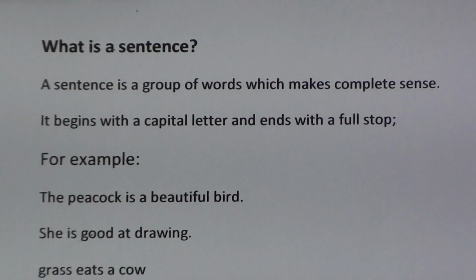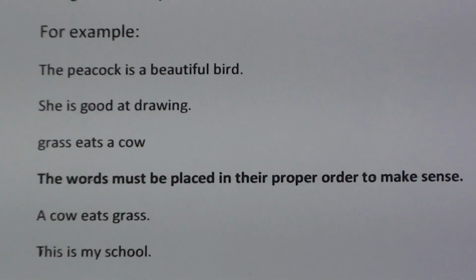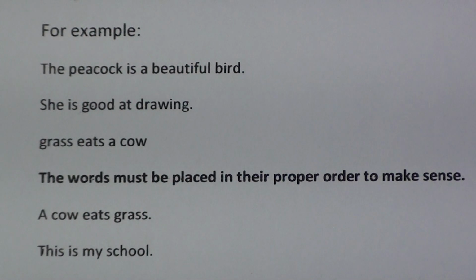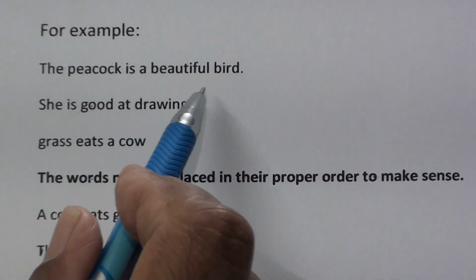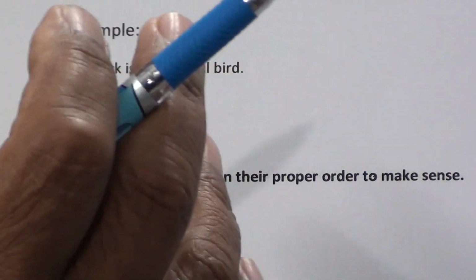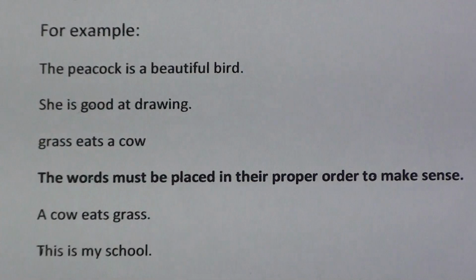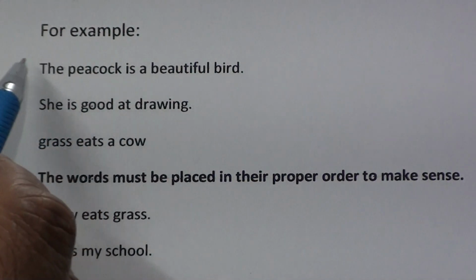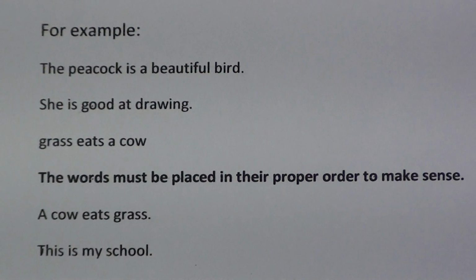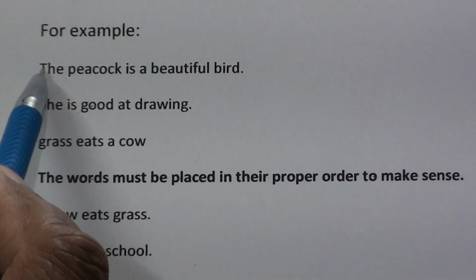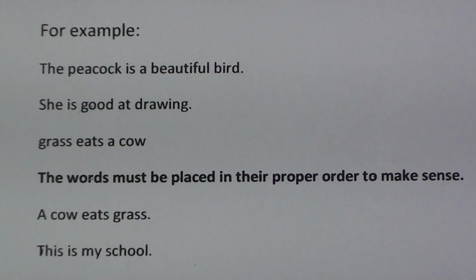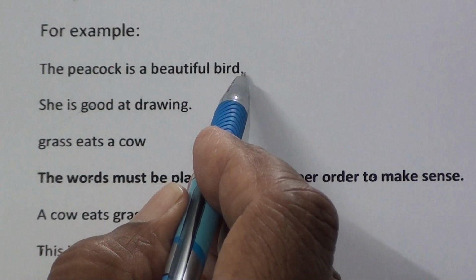For example, the peacock is a beautiful bird. It is a group of words and it makes a complete sense. And the sentence begins with a capital letter. Here T is capital. And at the end of the sentence, we put a full stop. This is a full stop.